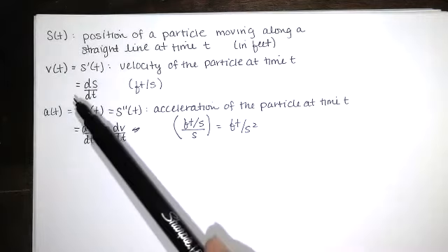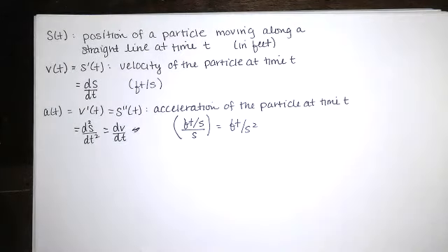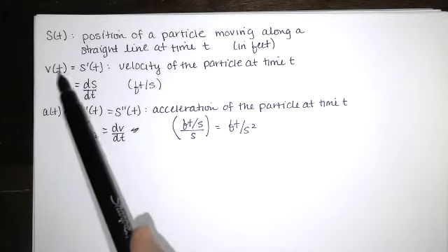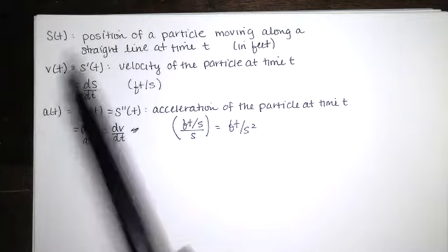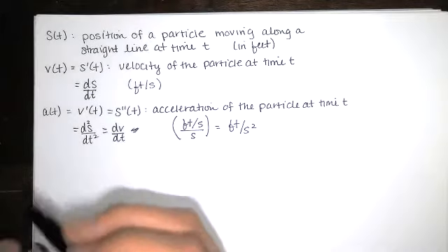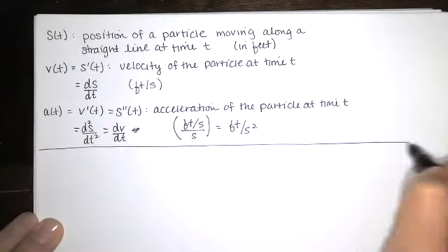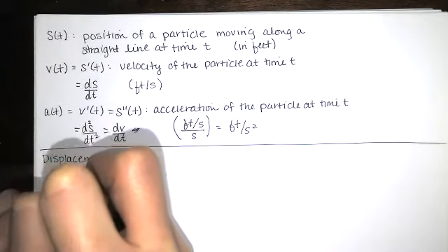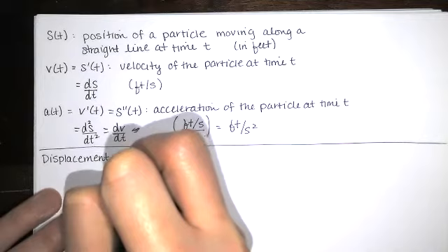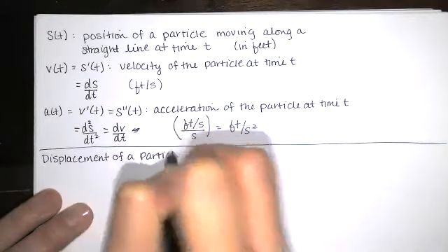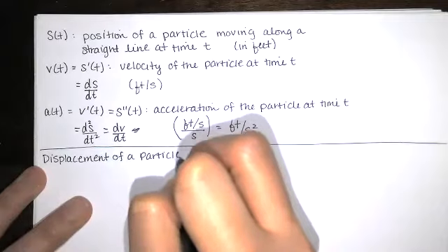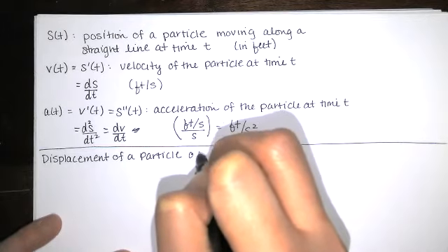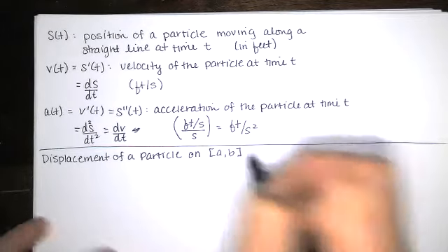Okay, so we've got position, we've got velocity, and we've got acceleration. We can use this with the rate or the net change theorem. If you have velocity, that's going to give us displacement if we take its integral. So let's look at that. This gives us displacement of a particle. It's moving along a line on the interval from t equals a to t equals b.